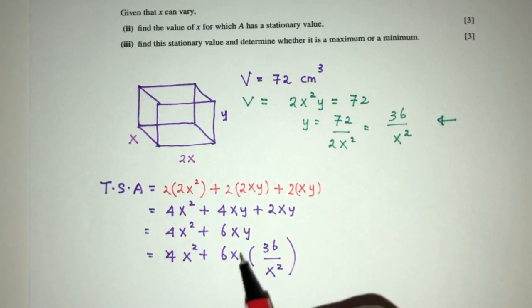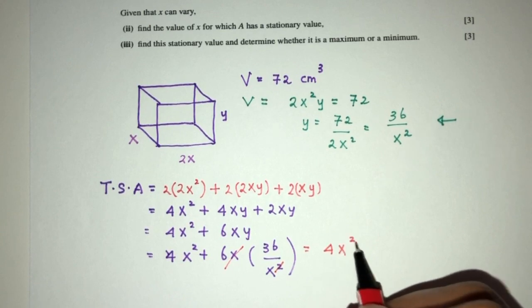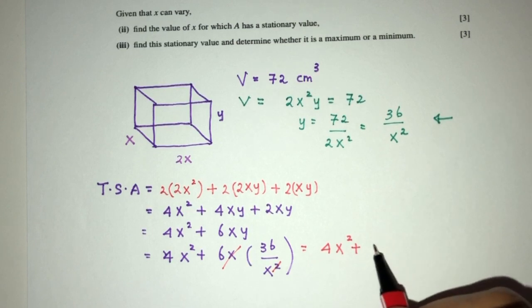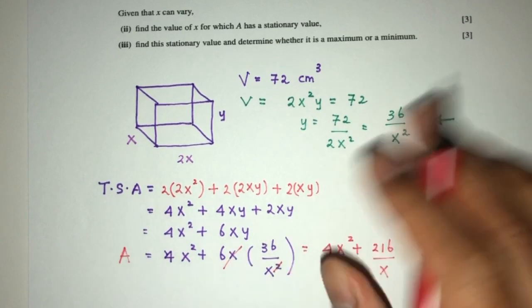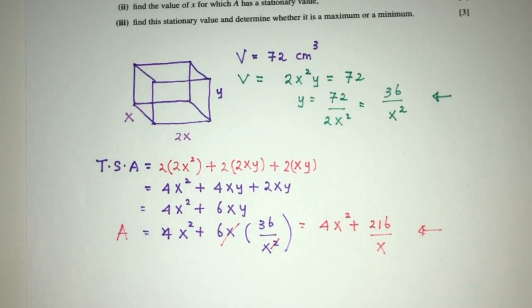So this will cancel out with this. So you will have 4x squared plus 36 times 6, which will be 216, over the value of x. So the TSA will be this value. This is again shown as required, exactly, and this is shown, right?